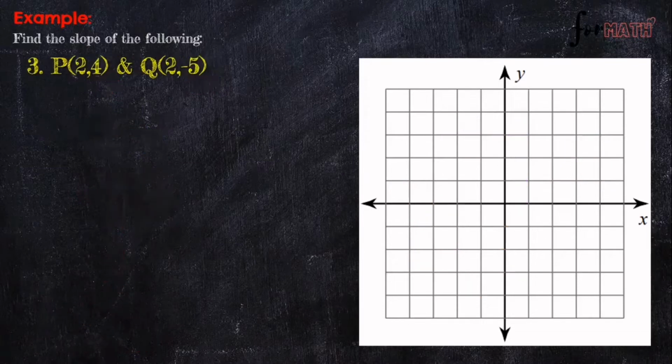Okay, next example, let's P 2, 4. So graph natin siya, 2, 4, positive 2, positive 4. So 1, 2, 3, 4. Ito yung P natin. Then for the Q, we have 2, negative 5. So positive 2 and negative 5. So 1, 2, 3, 4, negative 5. So nandito ang ating point Q.